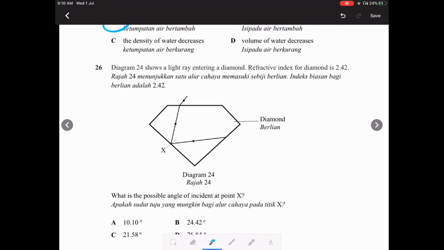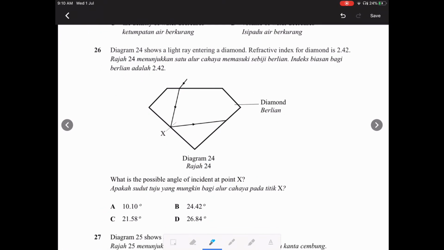Dia lebih tumpat. Okay, bila dia lebih tumpat, maknanya dia akan moving towards the normal line. So, dia akan nampak ketara pembengkokannya. Okay, number 26. Diagram 24 shows a light entering a diamond, refractive index 2.42. Okay, what is possible angle of incident point at X?